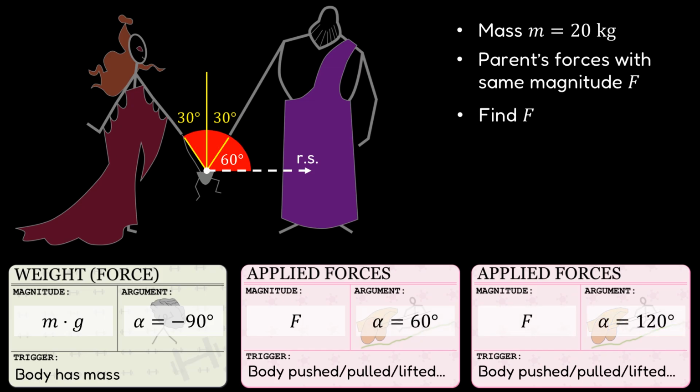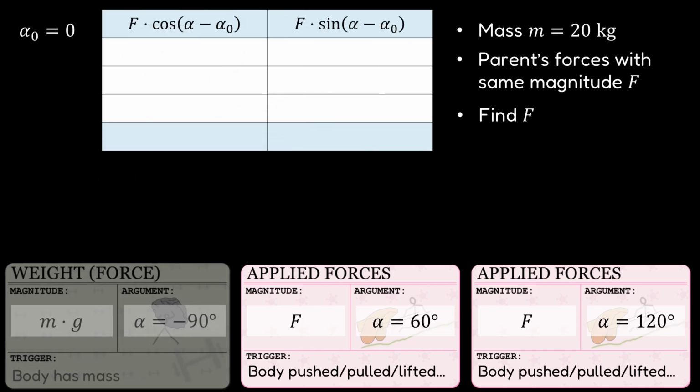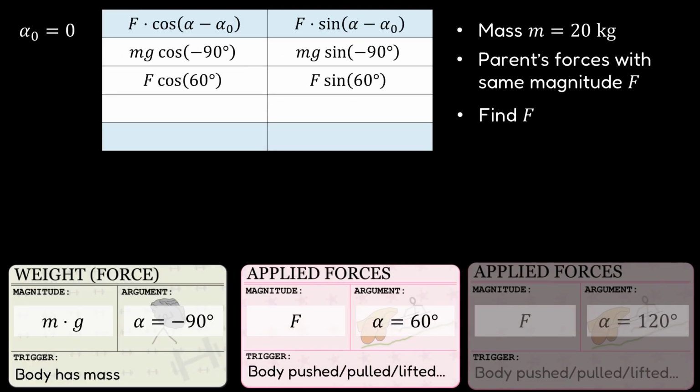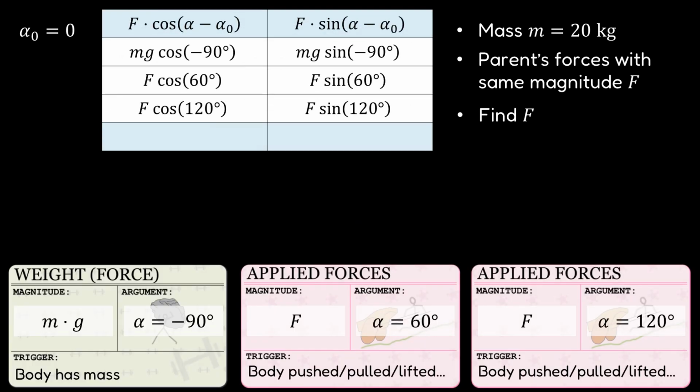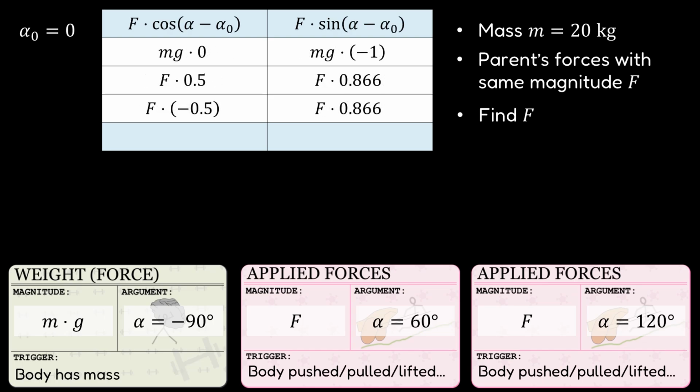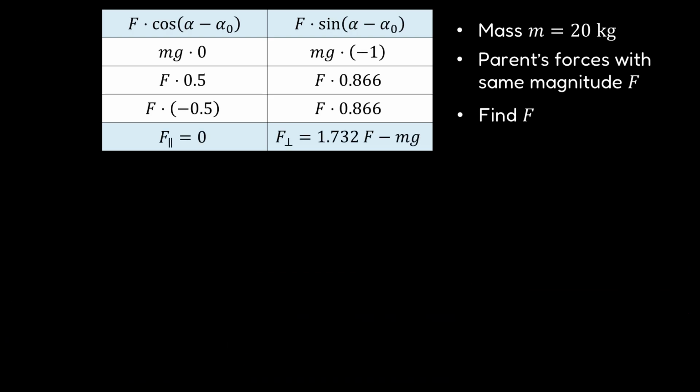Since the child is not in contact with any solid surfaces, alpha 0 is 0. So, for step 2, we have a table with 3 forces. I suggest strengthening your mental math skills by using the numerical data from the problem only at the end. For now, limit the calculations to just cos and sin of the angles. Once this is done, we sum the values obtained in each column to get F parallel equal to 0 and F_perp equal to square root of 3 F minus mg.